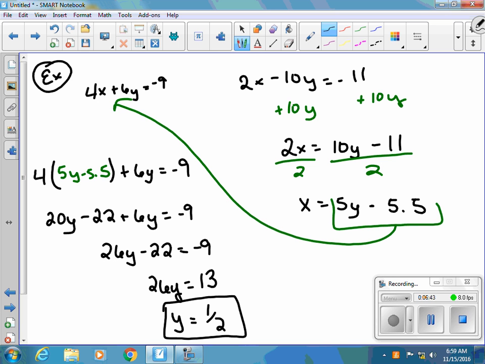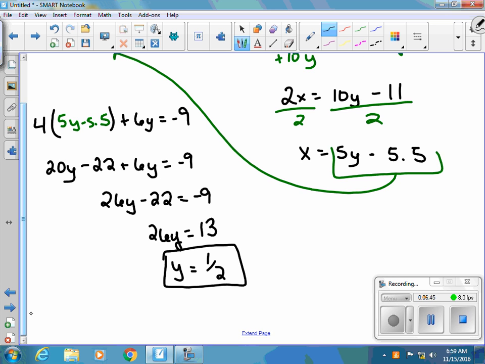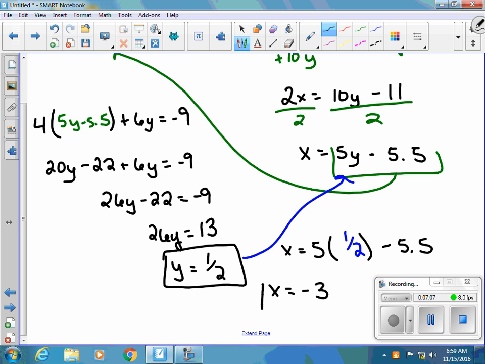So now that I've got my y value, I'm going to take that and plug it back in. So now I've got x equals 5 times, put parentheses there because I'll plug it in, minus 5.5. I've got a half that goes in there. I can just type this right into my calculator, and I'm going to get negative 3.